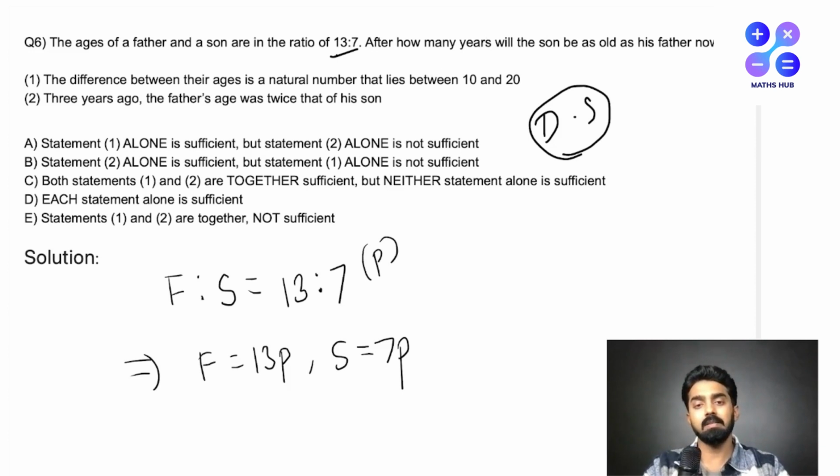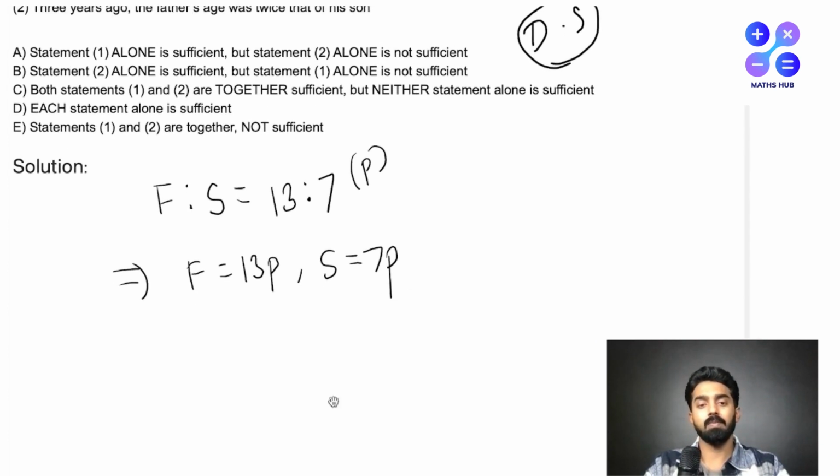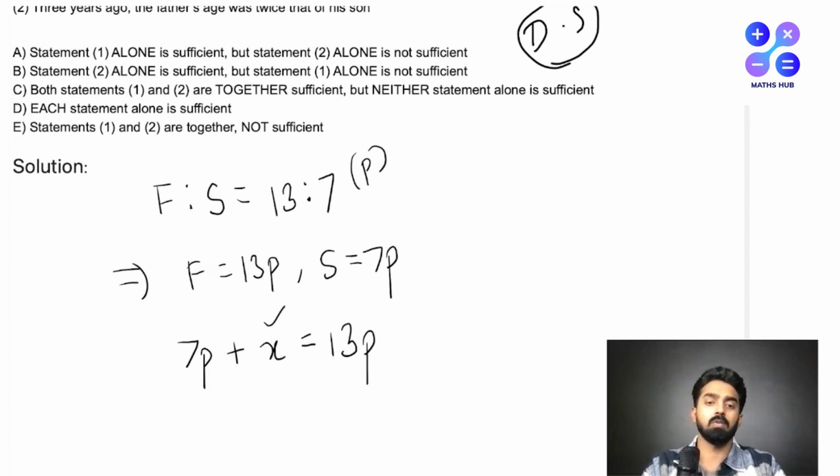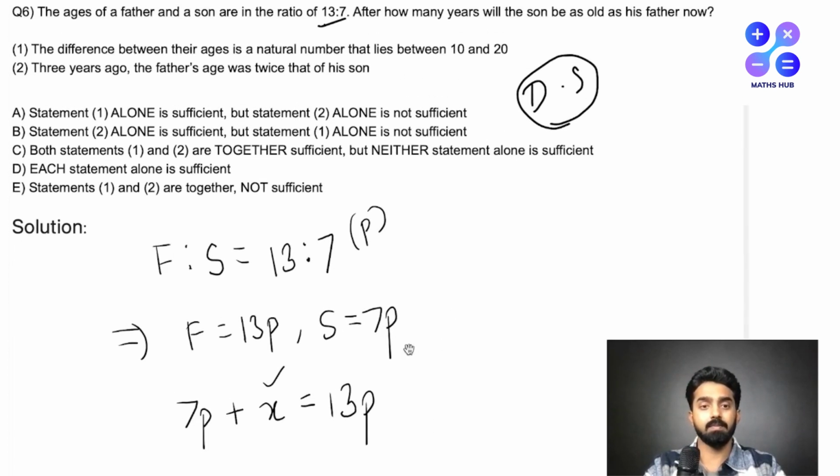So that means we need to figure out, see, 7P is the current age of the son, 13P is the current age of the father. After how many years will 7P become equal to 13P? That's all basically it's saying, right? So 7P plus some number x is equal to 13P. That's all we need to find. What is this number x? Is what we need to find. Great.